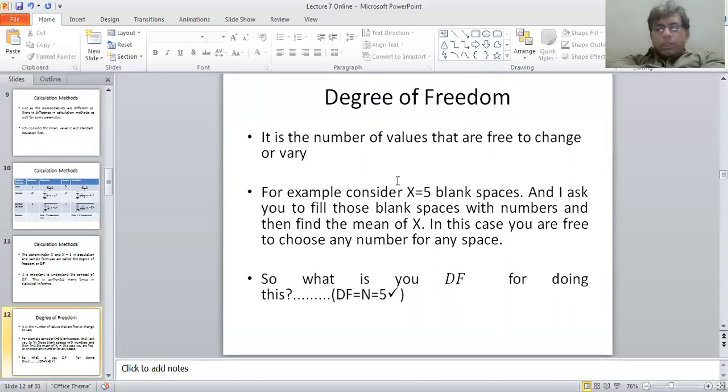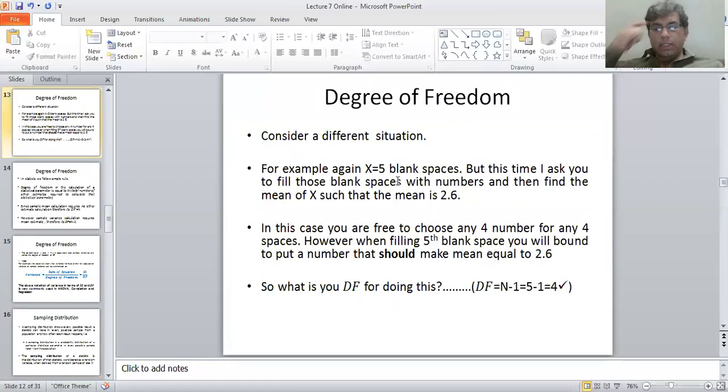Now, the concept is very simple. Suppose I have 5 blank spaces and I ask you to fill those blank spaces with the numbers that you like and find the average of it. Then I can definitely fill these blank spaces with any numbers. I can fill the first blank space with any number, the second blank space with any number, the third with any number, the fourth and the fifth likewise. So I have the freedom of filling all the 5 blank spaces independently. So the degree of freedom definitely would be 5.